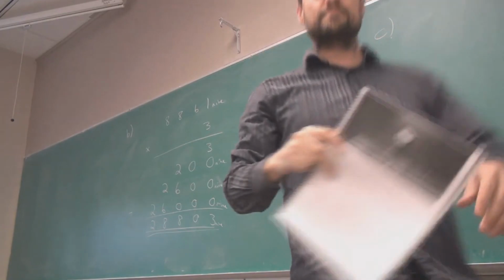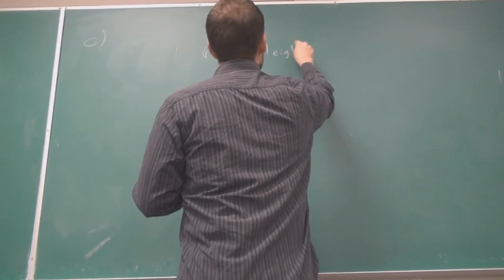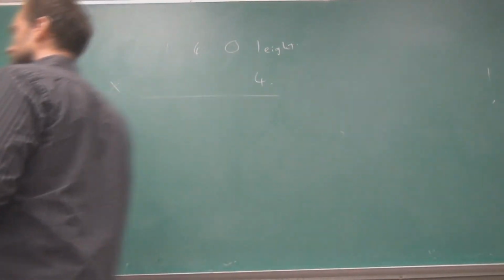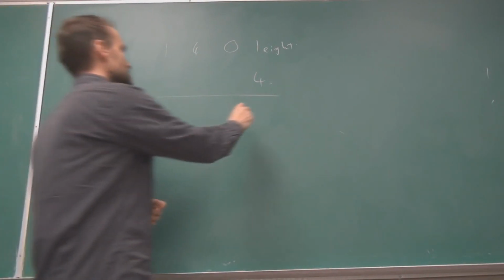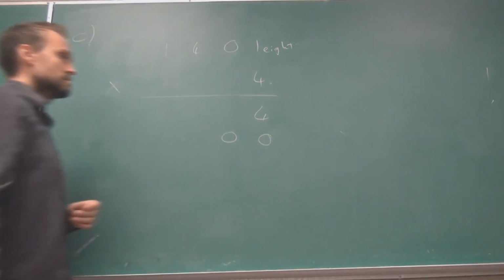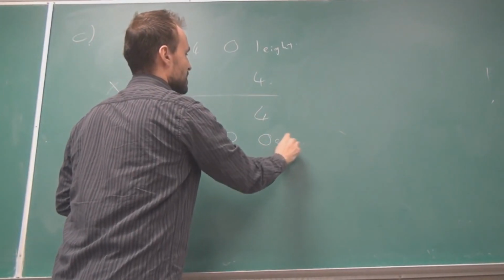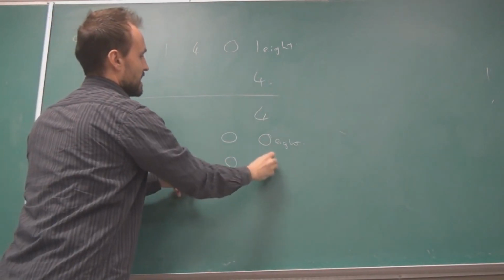C, oops, camera. C, 1401 base 8 times a 4. Four times 1, 4 times 0. I can write 8 there, it's a little bit irrelevant because it's 0. 4 times 4 will be over here, so I'm padding that with zeros.